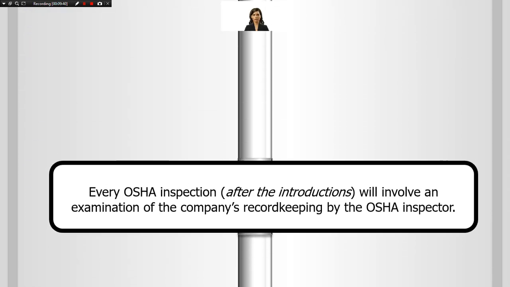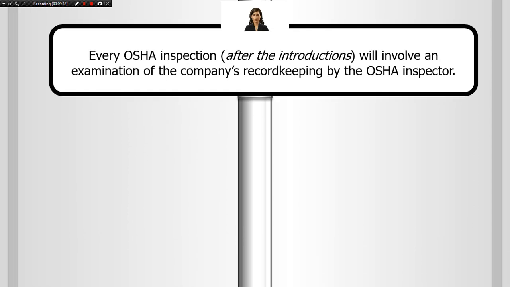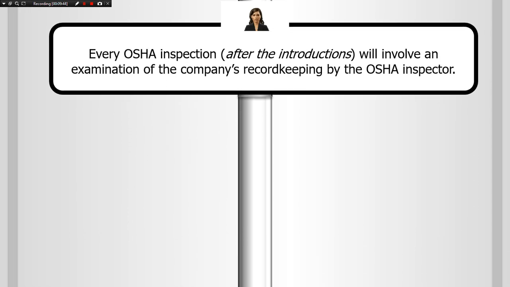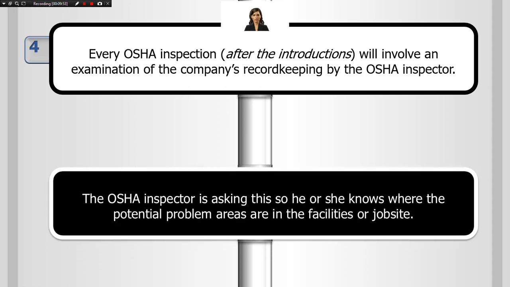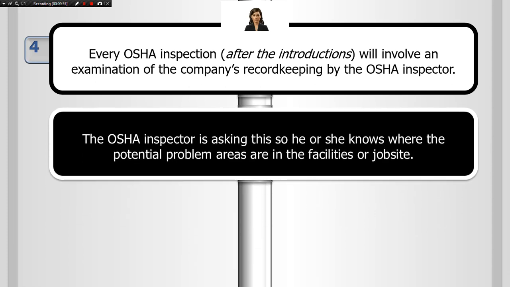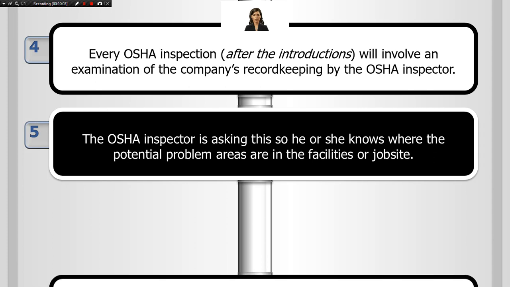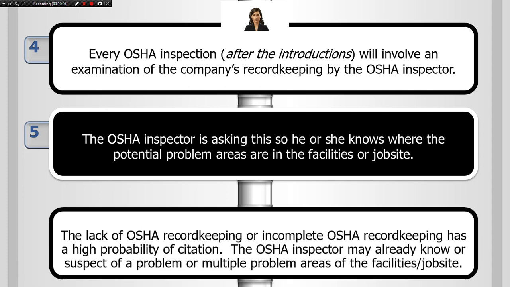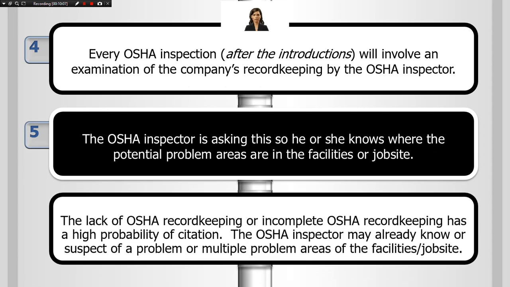Every OSHA inspection, after the introductions, will involve an examination of the company's record keeping by the OSHA inspector. The OSHA inspector is asking this so he or she knows where the potential problem areas are in the facilities or job site. The lack of OSHA record keeping or incomplete OSHA record keeping has a high probability of citation. The OSHA inspector may already know or suspect a problem or multiple problem areas of the facility's job site.